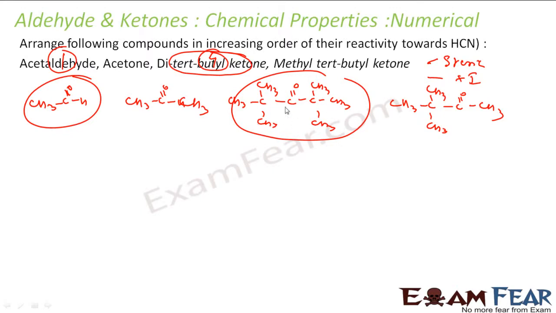And this is the one with the ketone, all bulky, no space, steric hindrance. This is the worst. Now out of these two, you can say that this has more steric hindrance. Directly you can see. This is less steric hindrance. So this is better. This will be number 2 and this will be number 3. This is my order of reactivity. So acetaldehyde is number 1. Then I have acetone, and then methyl tert butyl ketone, and then di-tert butyl ketone.